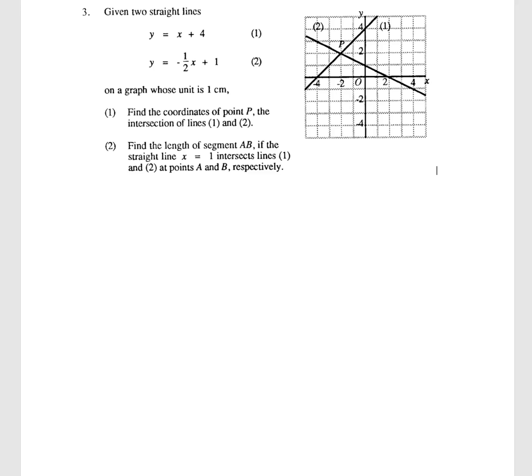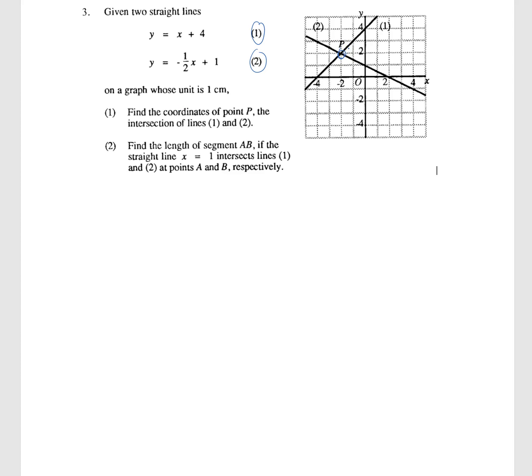Question 3 says, given two straight lines with the equations shown here, equation 1 and 2, on the graph on the right here, where each unit is 1 centimeter, for part 1, it wants us to find the coordinates of point P, the intersection of lines 1 and 2. So we can look at the graph we've been given here, and we can see point P is right there.